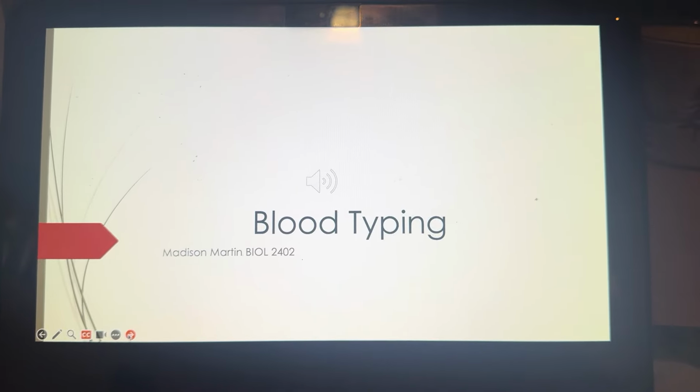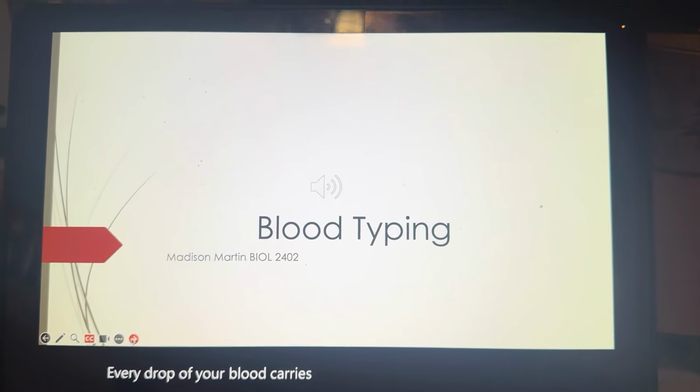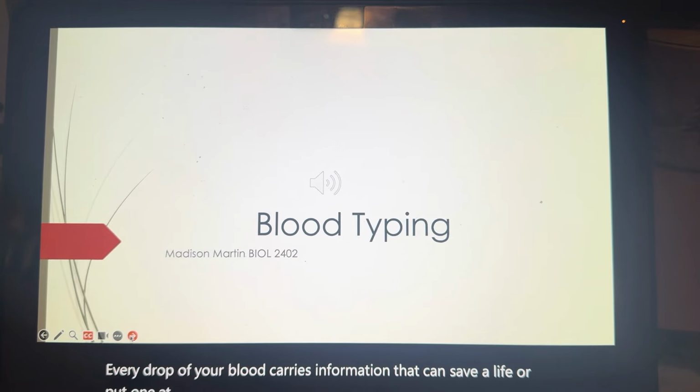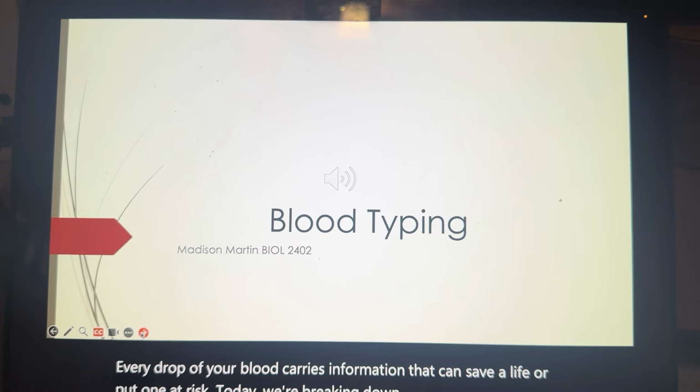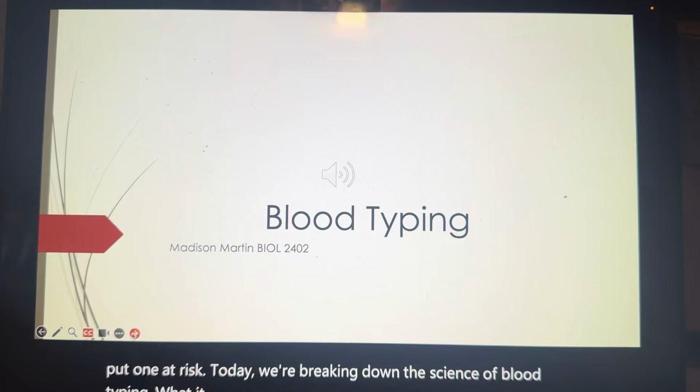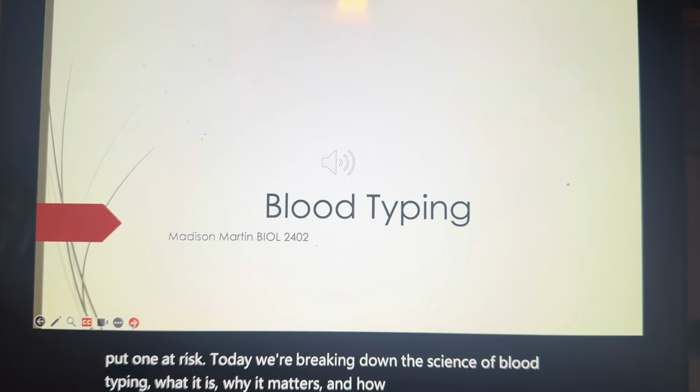Every drop of your blood carries information that can save a life or put one at risk. Today we're breaking down the science of blood typing: what it is, why it matters, and how your body decides your type.